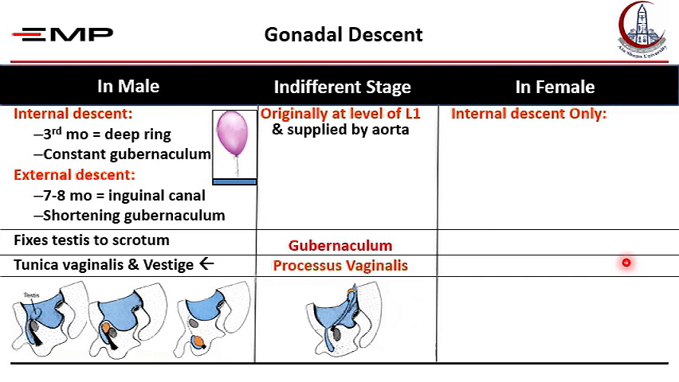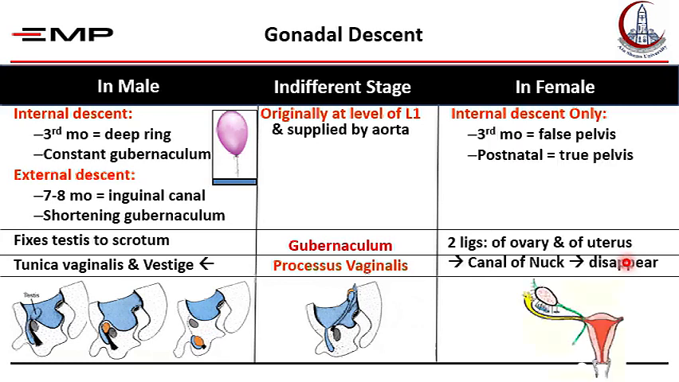In the case of the female, descent occurs internally only, so it's a passive process. At the 3rd month, the ovary is in the false pelvis or the iliac fossa. Postnatally, it descends to the true pelvis. The gubernaculum is relatively longer in comparison to the male.